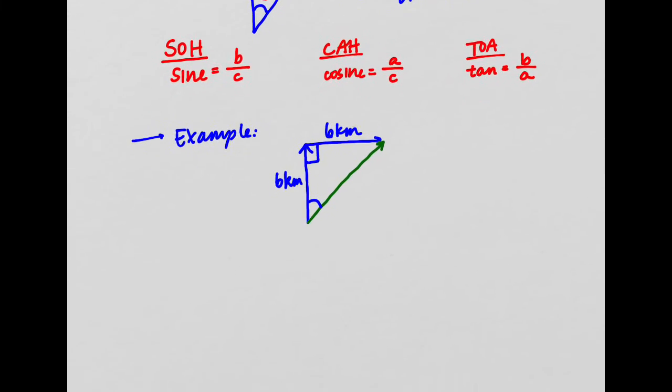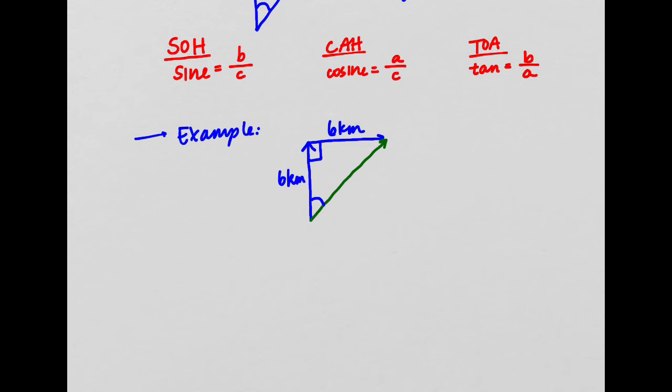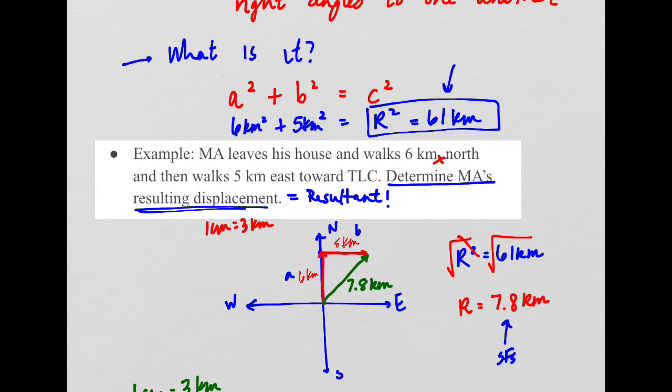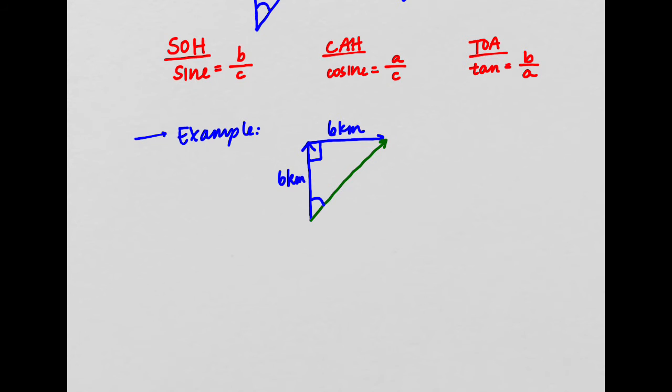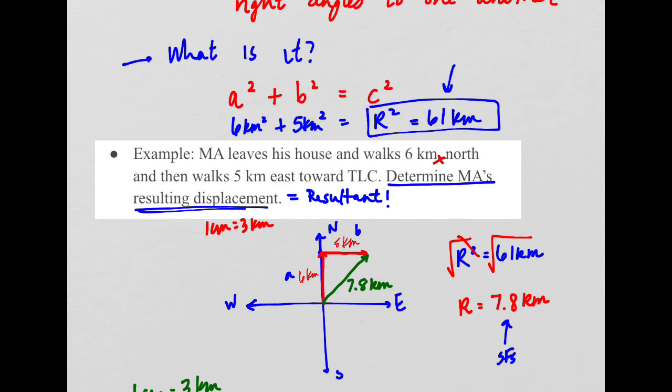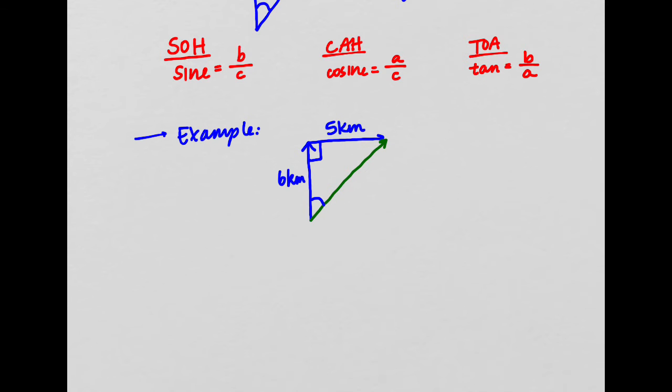I was saying we need to remember what we did. Here's the problem from yesterday. I said he walks 5 kilometers east. Okay, so we're going to change this to 5 kilometers. He's going to walk 5 kilometers to the east. The reason for that is because yesterday we solved for the magnitude of the resultant using the Pythagorean theorem method. So remember we found that it was 7.8 kilometers. So I'm going to write that here. Resultant is 7.8 kilometers.